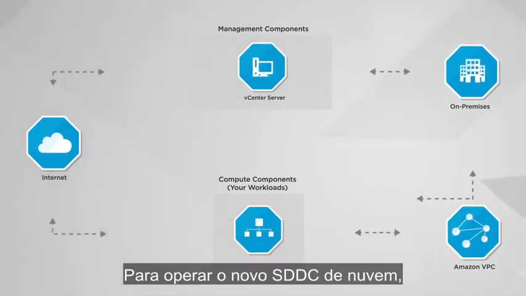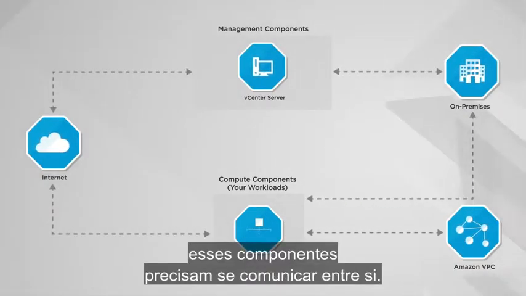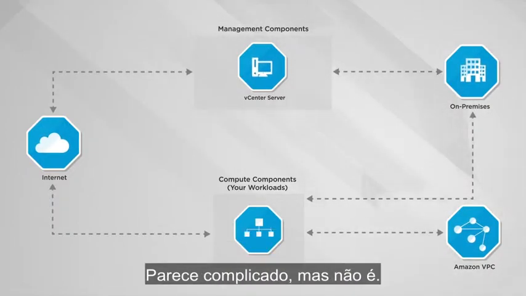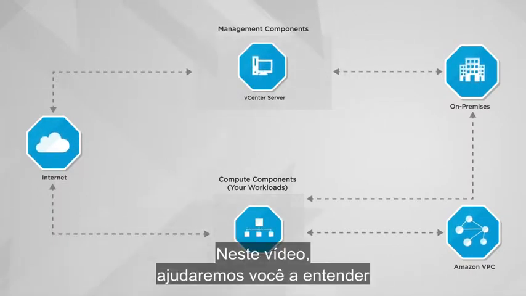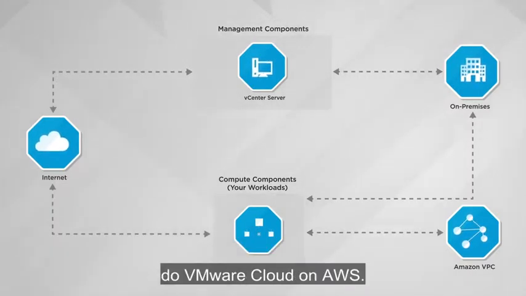To operate your new cloud SDDC, you need these components to communicate with one another. But how? It may seem daunting, but it's not. And this video will help you understand the simple connectivity framework of VMware Cloud on AWS.